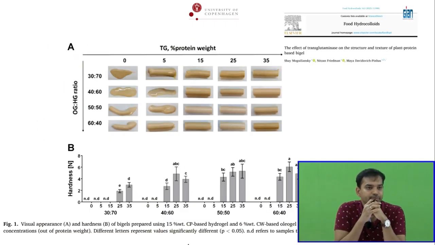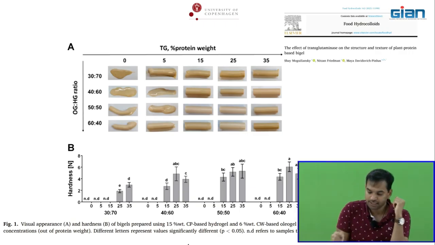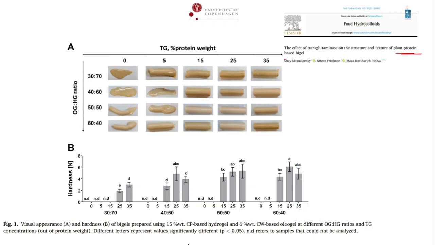Let's take an example here. These guys were trying to prepare a pea protein based bagel, and you can see that when they increase the content of transglutaminase, the hardness is increasing, right? Now you can see it's very soft here. Now they're getting harder and harder gels, and that has a different functional property. It's very important to get a hard gel in many cases.